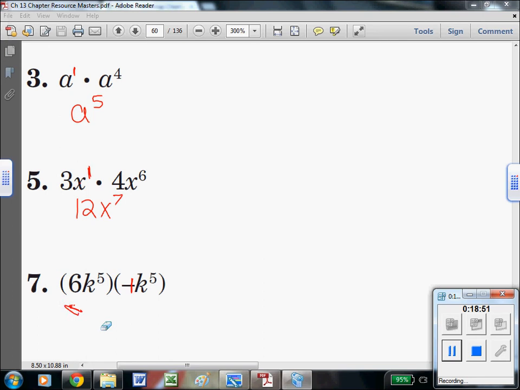So 6 times negative 1, a positive times a negative, gives you a negative. So that's negative 6. K to the 5th times k to the 5th means we have k to the 5 plus 5, that's 10. So negative 6 times k to the 10th power. That's the answer to these questions. So these are examples of multiplying using the product property of exponents, of powers.